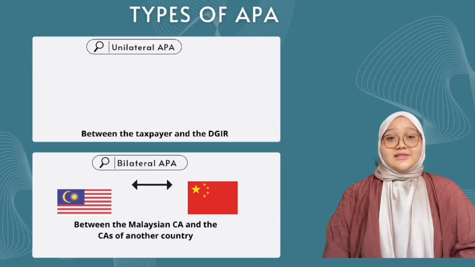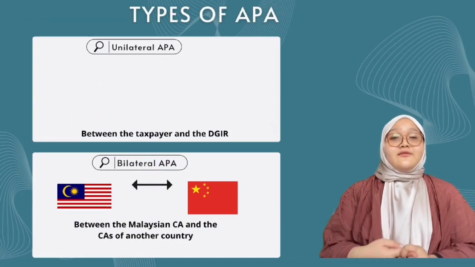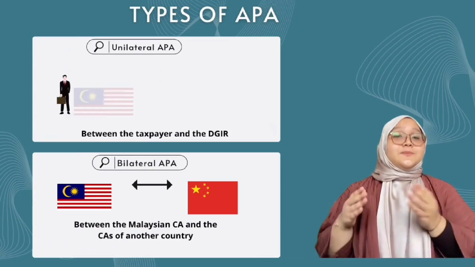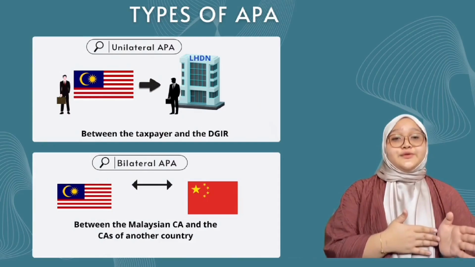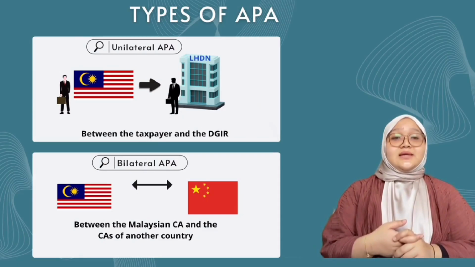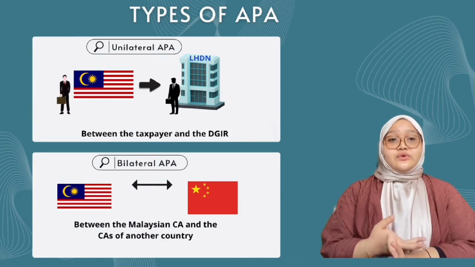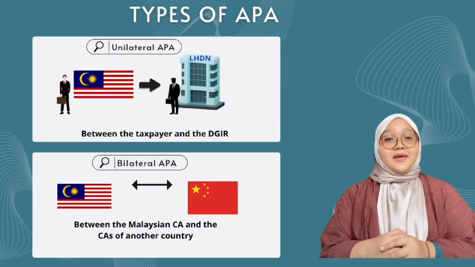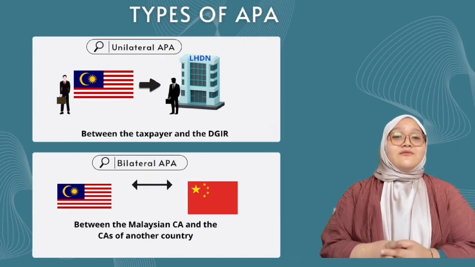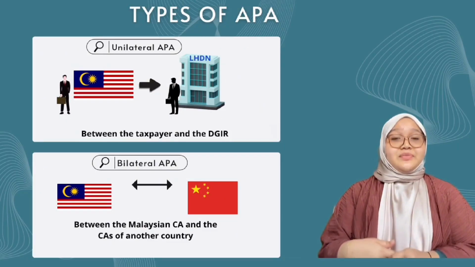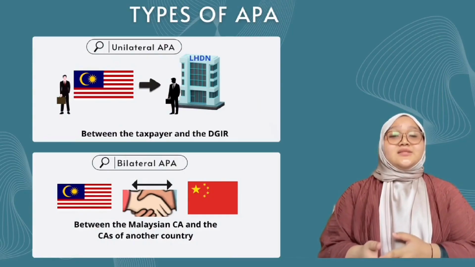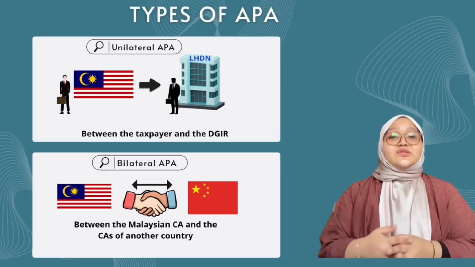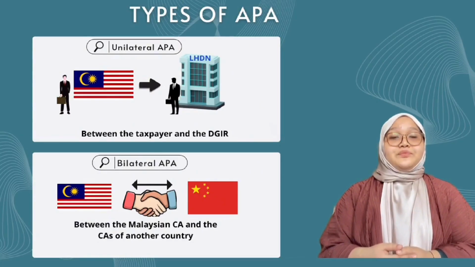Alright, let's talk about the three types of APAs. First, we have a unilateral APA or UAPA. This is a binding agreement between the taxpayer and the Director General of Inland Revenue. It is basically a one-on-one deal, so only the taxpayer and DGIR are involved. Next, we have a bilateral APA, or we call it BAPA. This involves two countries' competent authorities, like Malaysia and another country. It is more of a coordinated agreement between governments rather than just the taxpayer and DGIR.